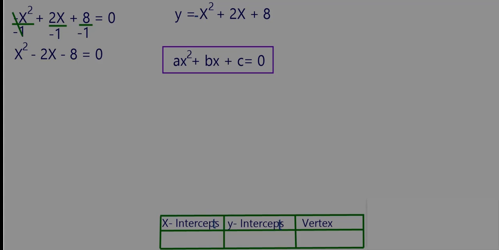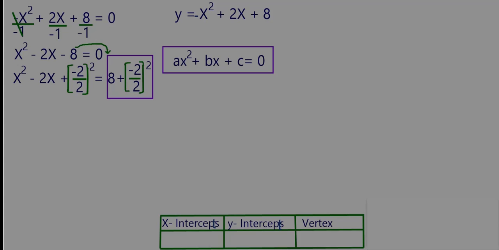We can solve for x now by completing the square. We rewrite the x squared term, minus 2x. We need to add minus 2 divided by 2 between brackets, all squared. We move over minus 8 and it will become a positive 8. And now we add minus 2 divided by 2 between brackets squared. Solving the fraction after the equal sign, we get 9.